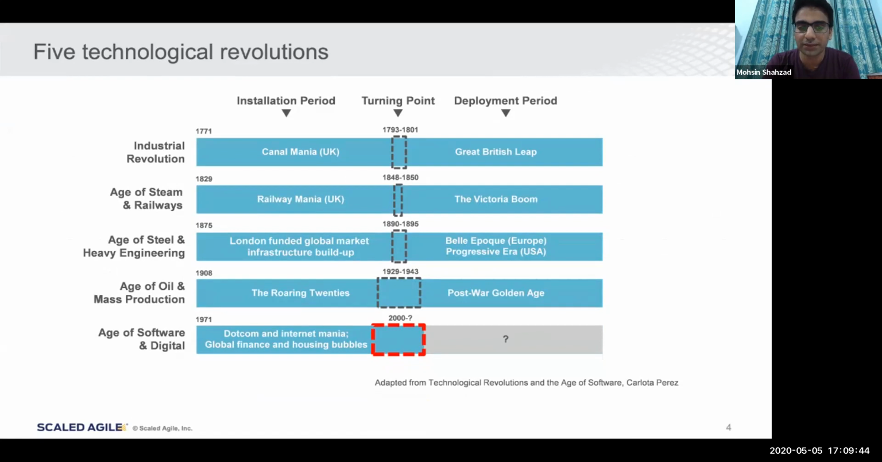I'll talk about some technological revolutions in history. For example, the Industrial Revolution was there. Then we got the Age of Steam and railways, the Age of Steel and heavy engineering, and oil and mass production. Every technology had its turning point. The Industrial Revolution was 1793 to 1801, then 1848 to 1850, and so on. The software and digital revolution is the longest revolution so far, and its turning point is still going on. It started from 2000, after the dot-com, and it's still going on.